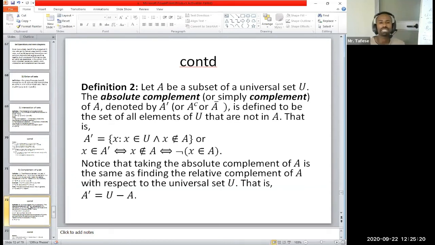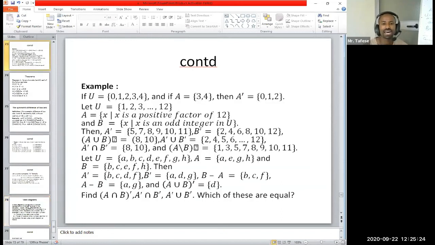So the example is clearly given there. Let U be a set consisting of 0, 1, 2, 3, and 4. If A is a set containing 3 and 4, then A complement means that when 3 and 4 are rejected from the universal set, 0, 1, and 2 are left. A complement means a set consisting of the elements of the universal set where the elements of set A are rejected. So 0, 1, and 2 are elements of A complement.